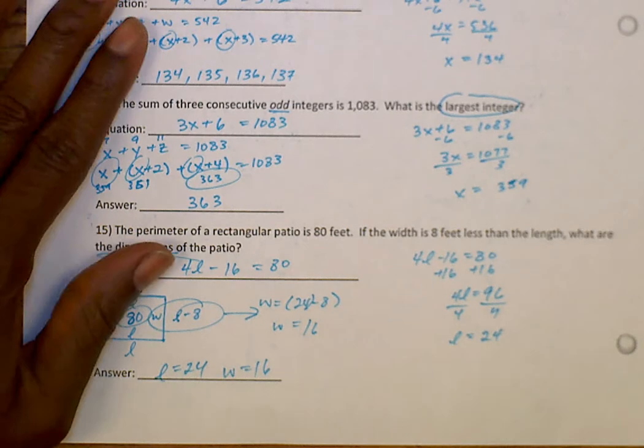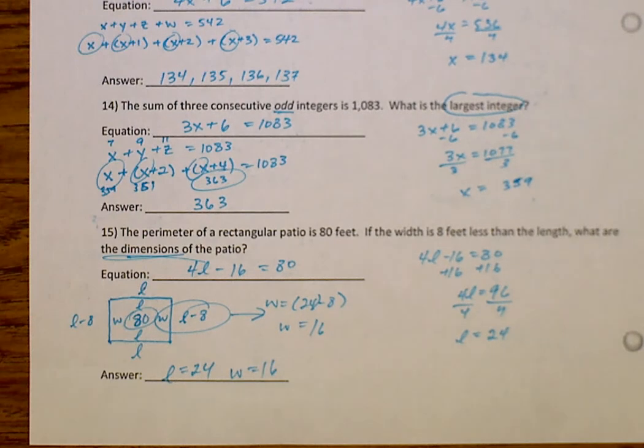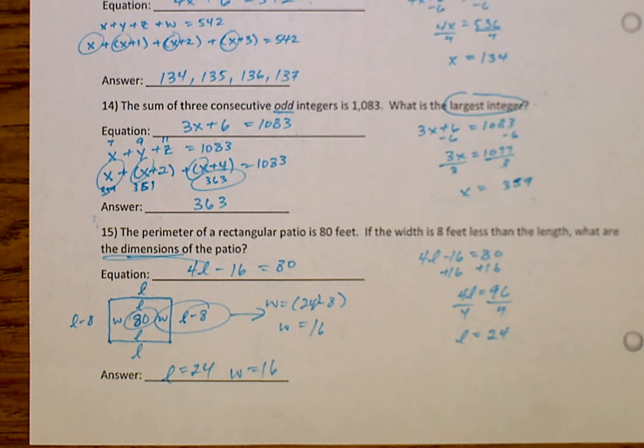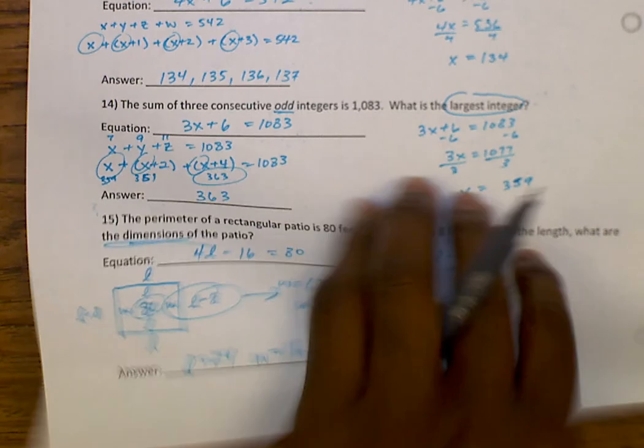Again, you can always go back and say, does my answer make sense? And you can do that by saying, okay, I got 2 lengths, I've got 2 widths, does that add up to my perimeter? And it does. Alright, just a few more problems here.